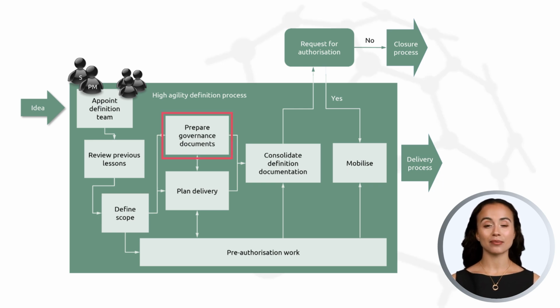Another perception may be that high agility needs less governance, but that is rarely the case. Policies will still be needed on how the work will be managed in areas like communication, risk, and progress reporting. Planning delivery will explain how autonomous teams will operate and how diverse elements of the work will be coordinated. Consolidation still takes place before documentation is submitted for approval. Pre-authorization of work and mobilization are simply performed as appropriate to the context.